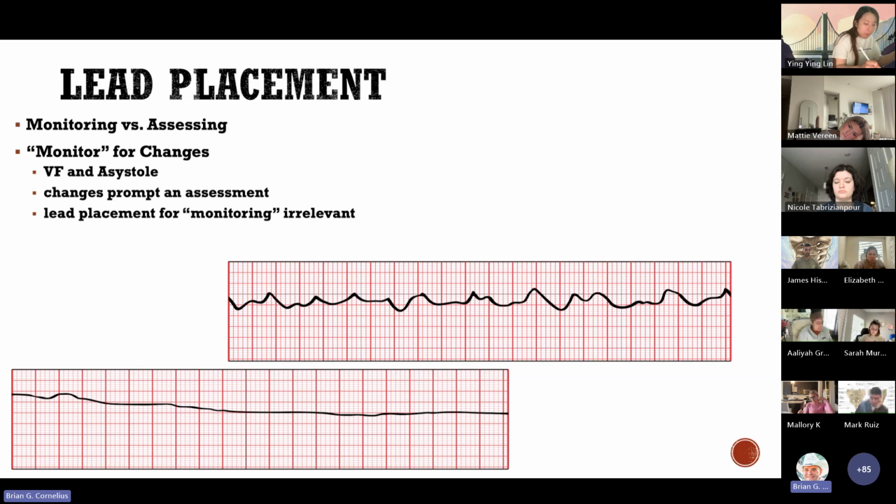The reason I say that is we may get glimpses at it from other leads, but we need to make sure we're taking a big look at all the other leads before we make any sort of clinical decisions. Not necessarily just with acute MIs, but patients in general.